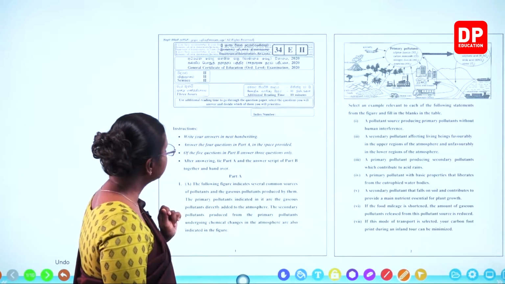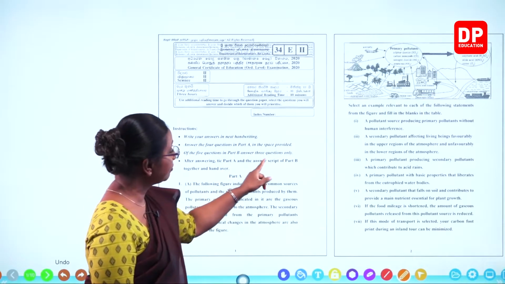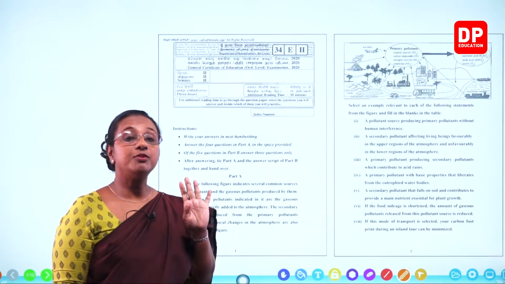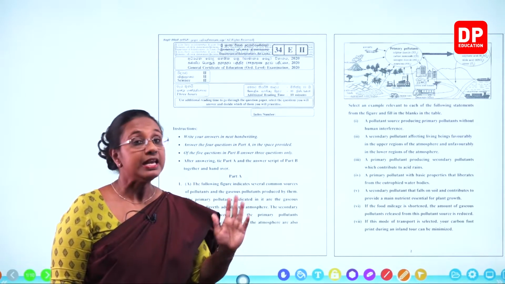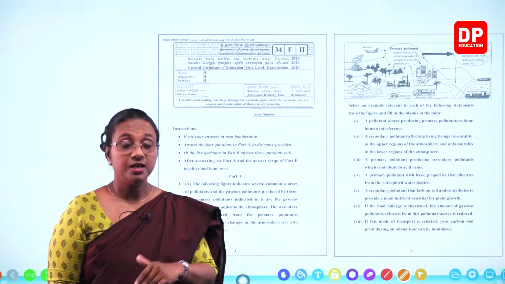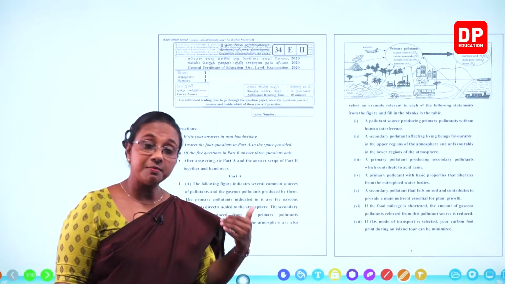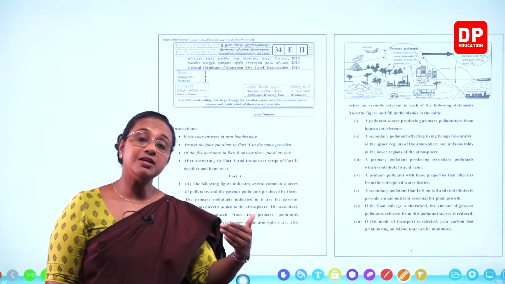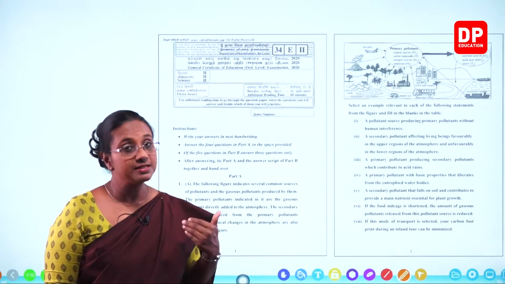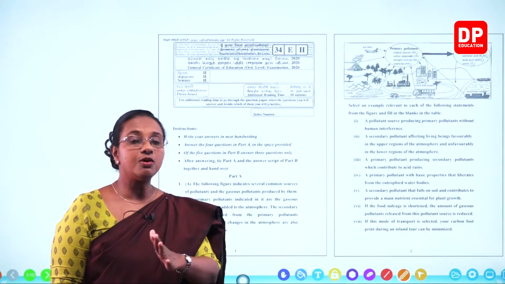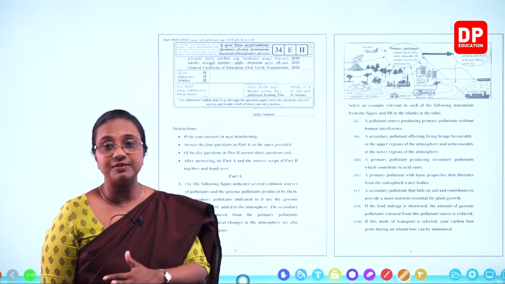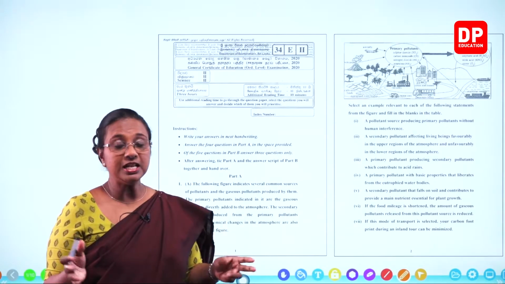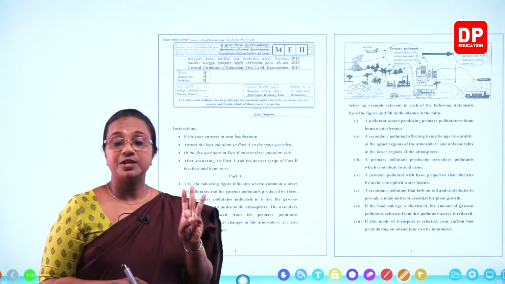Of the 5 questions in part B, answer 3 questions only. So, you have to read all 5, and you have to answer 3 questions only. It can be in any order. You can even do question number 9 first, and then question number 7, and then question number 5. It doesn't matter. Or it can be in the order question number 5, 6 and 7. It doesn't matter. From question number 5 to question number 9, you need to answer 3 questions only.